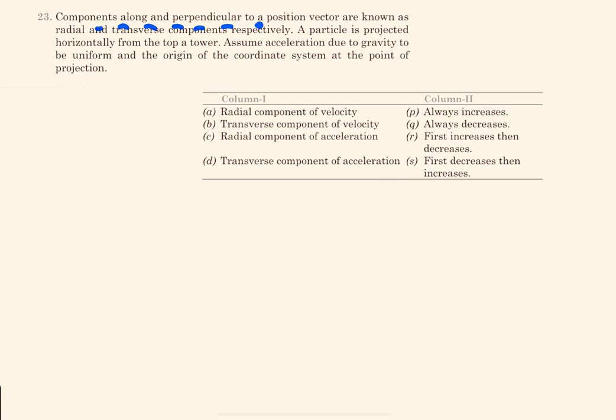Components along and perpendicular to a position vector are known as radial and transverse components respectively. A particle is projected horizontally from the top of a tower. Assume acceleration due to gravity to be uniform and the origin of the coordinate system at the point of projection. So in this case, which of the following options will match?